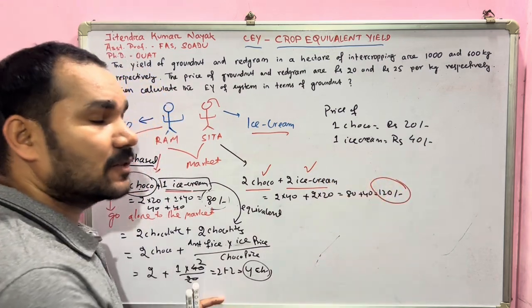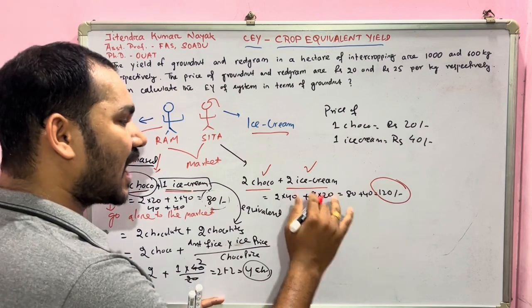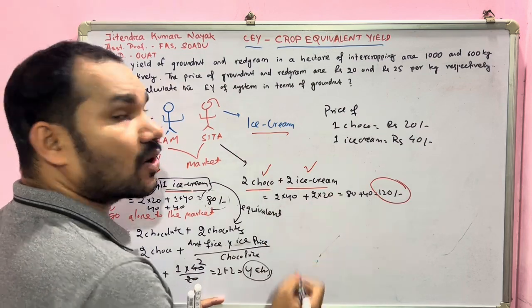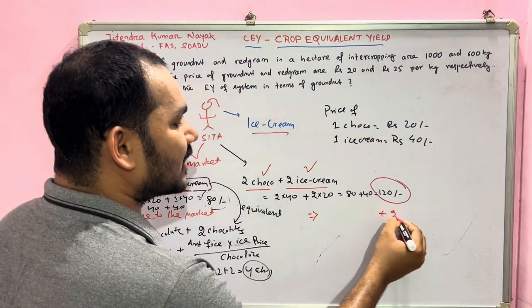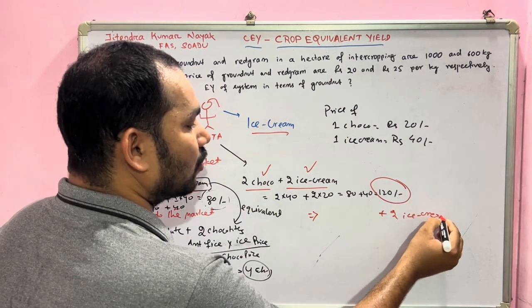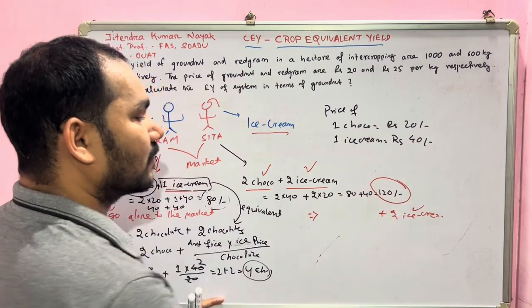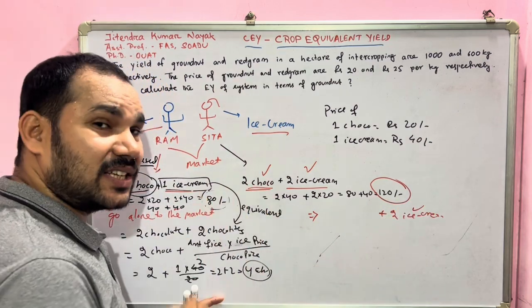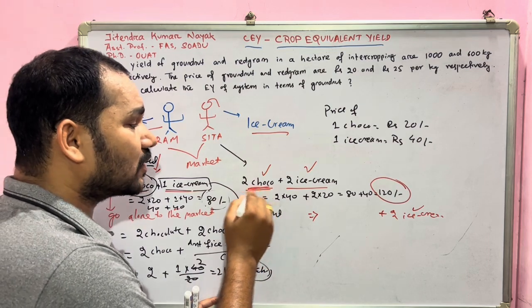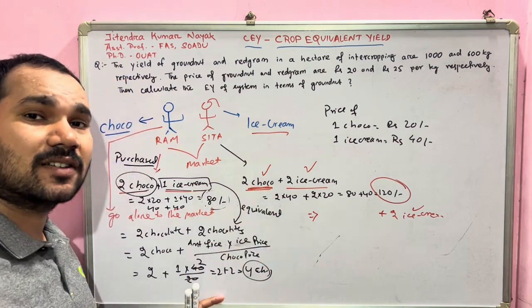She had spent 120 rupees. So now you will see, if Sita goes alone, what will happen? Two ice creams are already present, yes or no? Two ice creams are already present. But when Sita goes alone, she will not purchase chocolate. Rather, with this price, she will purchase ice cream.